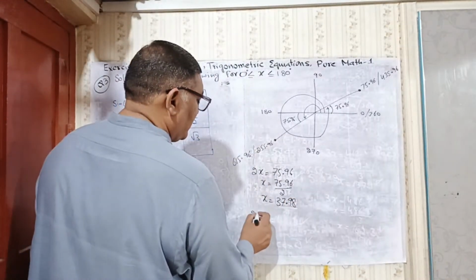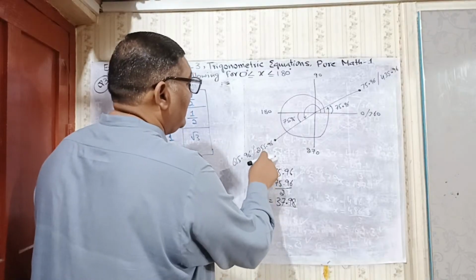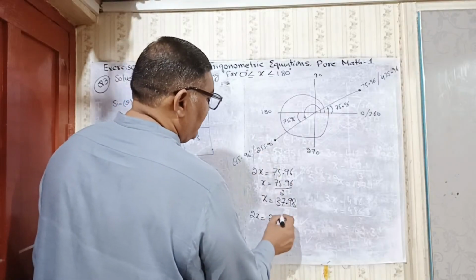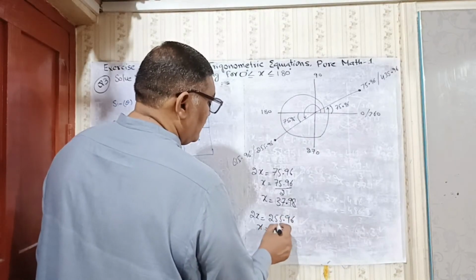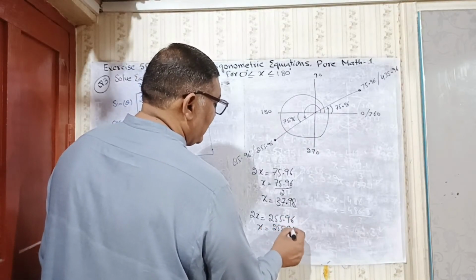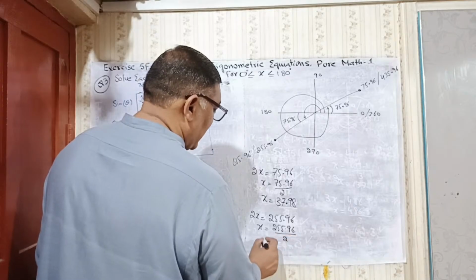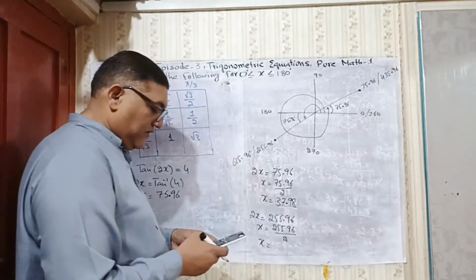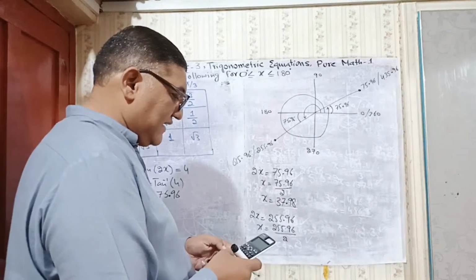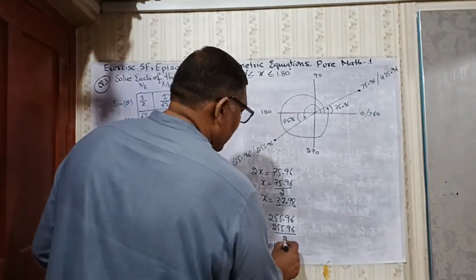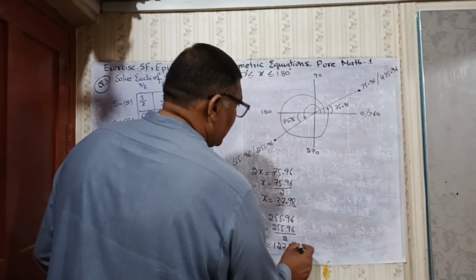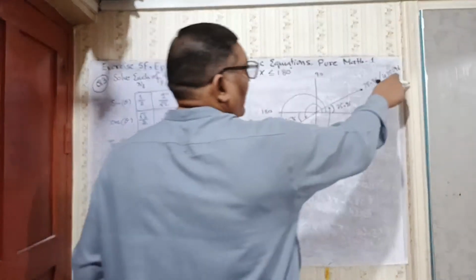And the second option is that 2x will be equal to this angle, 255.96. So x will be equal to 255.96 divided by 2, that's 127.98. Then I can also try this one.